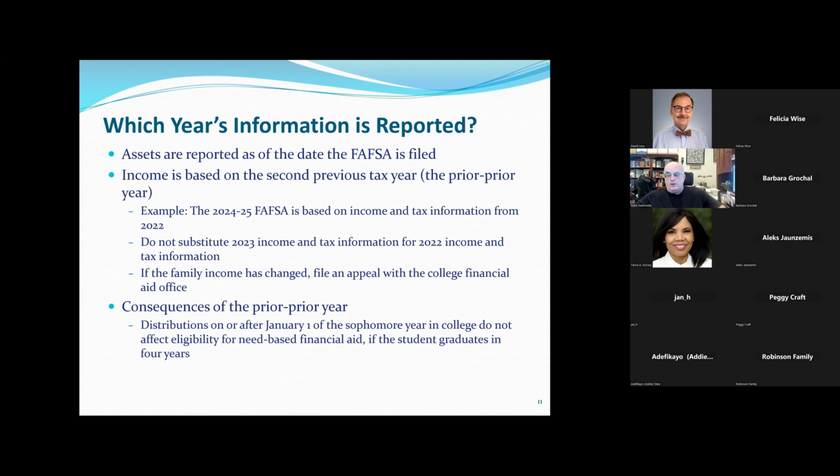Now, often a source of potential confusion on the FAFSA is what year's information is reported. It differs based on the type of financial information. Assets are reported as of the date the FAFSA is filed. They are usually reported based on who owns the account, not the beneficiary of the account. However, there is an exception for custodial 529 plan accounts, where the student is both the account owner and the beneficiary. Those are reported as a parent asset on the FAFSA.